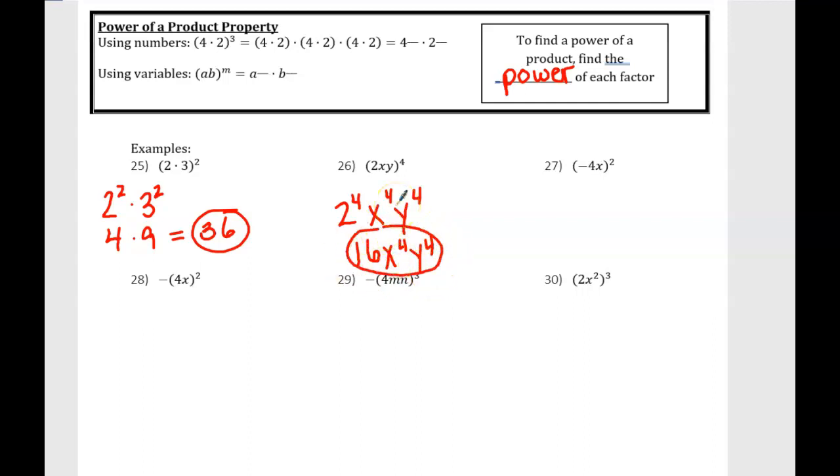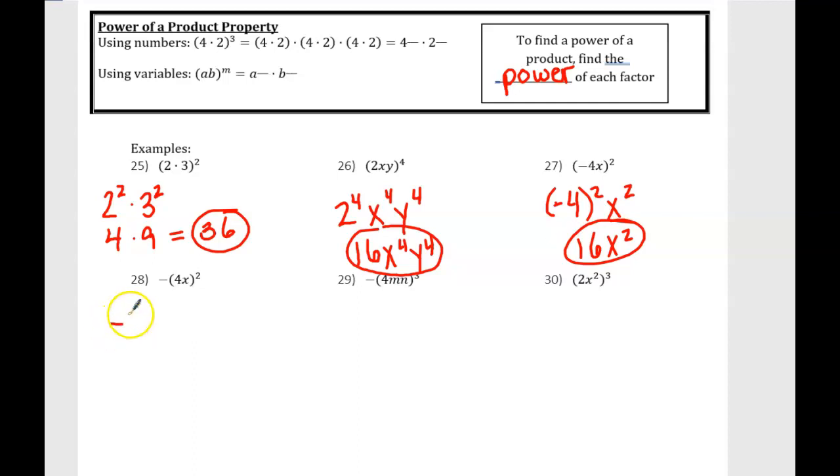All right, 27, we're going to take negative 4 and square it, and x is going to be squared. So this would be 16x squared. All right, that's going to be different than 28. Now, number 28, notice my negative is on the outside of the parentheses.